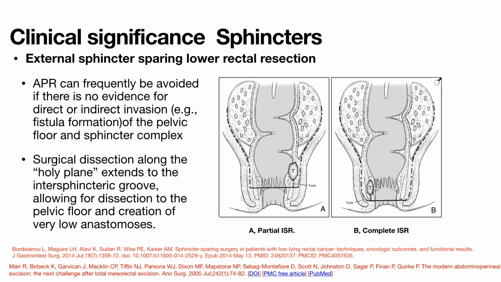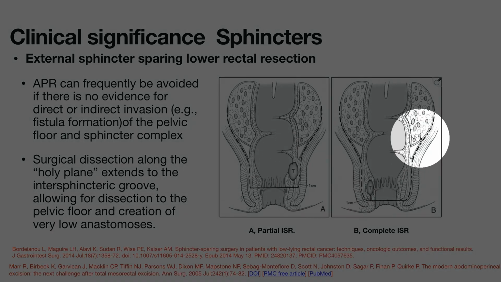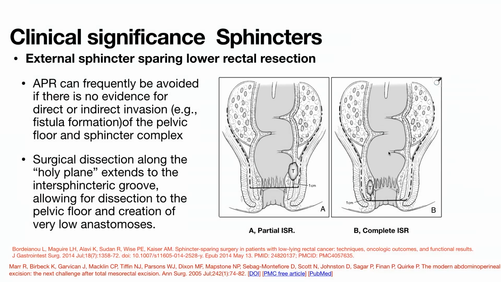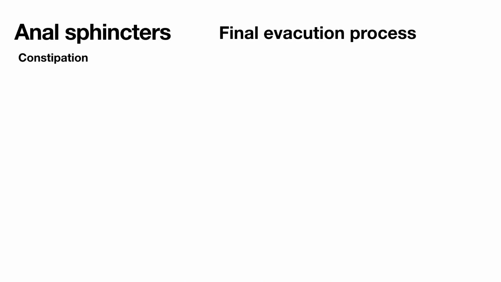Another significance of this embryological fusion is that you can have a TME plane in the intersphincteric groove, and you can spare the external sphincter. You can do external sphincter sparing surgery even in low rectal cases. You can do a reverse TAMIS also, or TAMS also, and this is how this plane is so important. Sphincters are not only about incontinence, but also constipation.